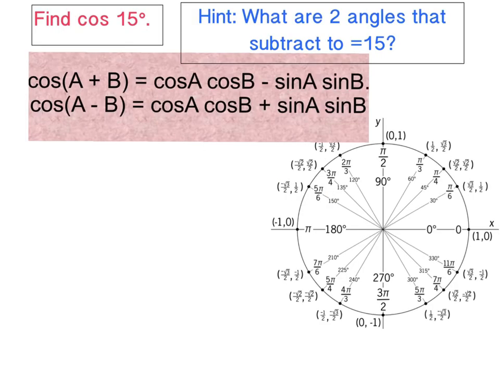Okay, so new problem. Cosine 15 degrees. So we're using Cosette's formula again. This time, what two angles can we use from here, anywhere on the circle, that would subtract to be 15 degrees? And there's more than one correct answer here. Okay, one possibility is 45 minus 30, because 45 minus 30 is 15 degrees. But you could have used 330 minus 315. That would work too.